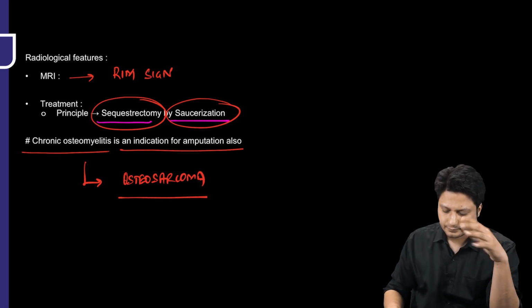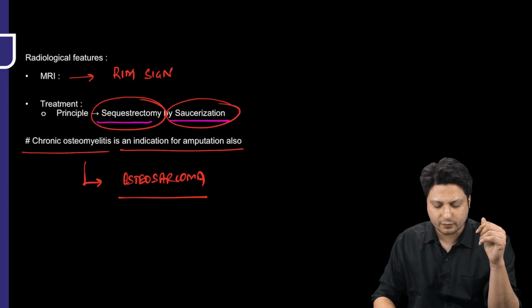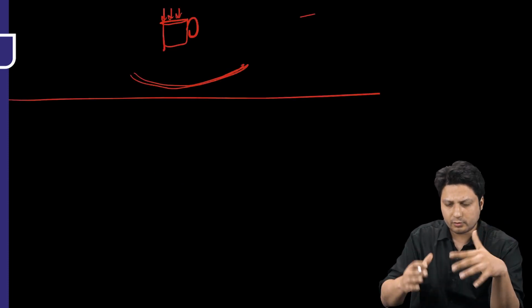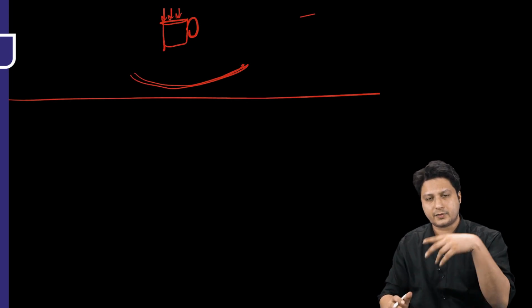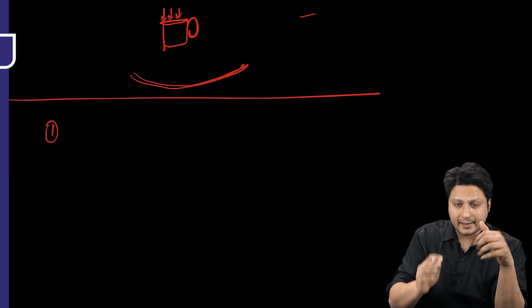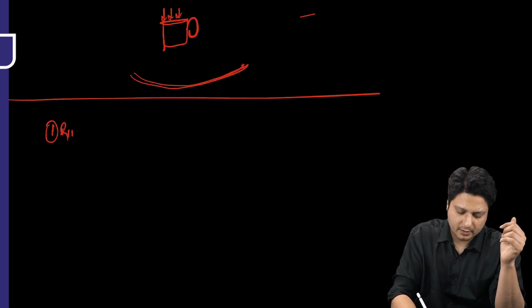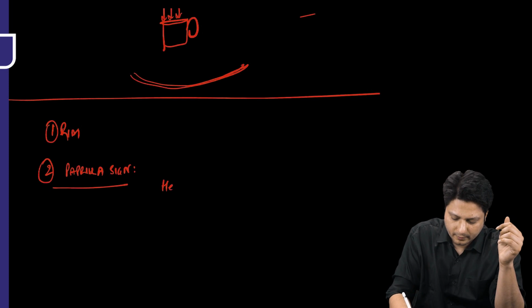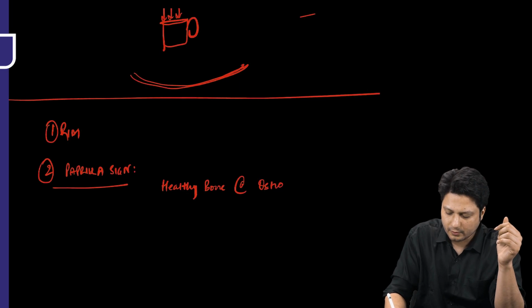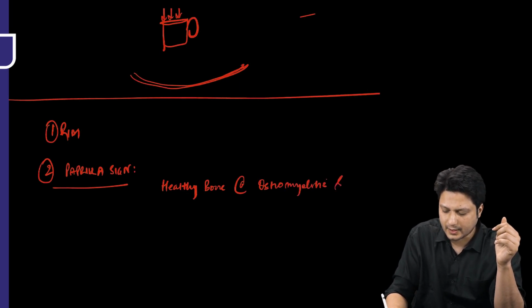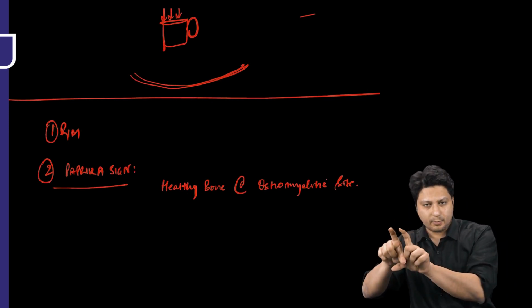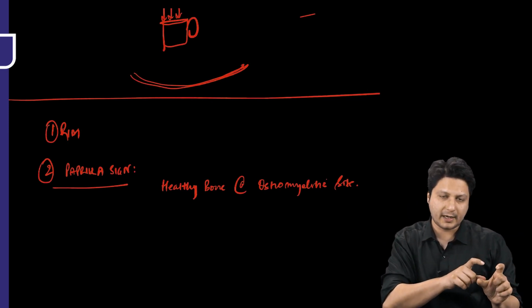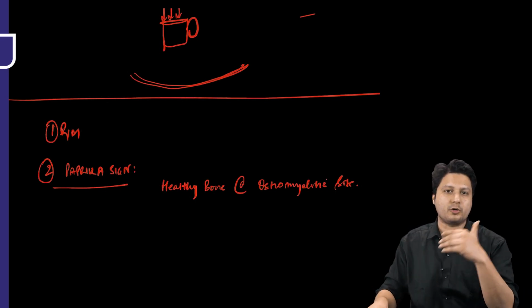Finally, the last thing which remains in case of chronic osteomyelitis is that we have already talked about how MRI in chronic osteomyelitis is done for two purposes. One is for the identification of a rim sign, which we have already discussed. Second is the paprika sign. Now, what is the paprika sign? It is actually the presence of healthy bone at the osteomyelitic site. That means if there is healthy bone which was previously occupied by the osteomyelitic site, it is considered a paprika sign, which is a good prognostic indicator.